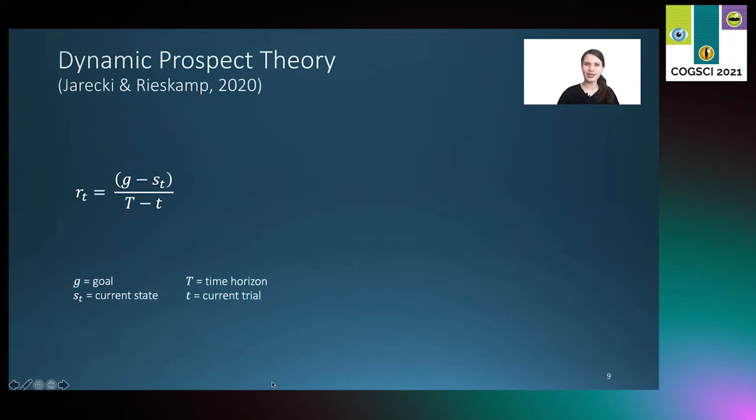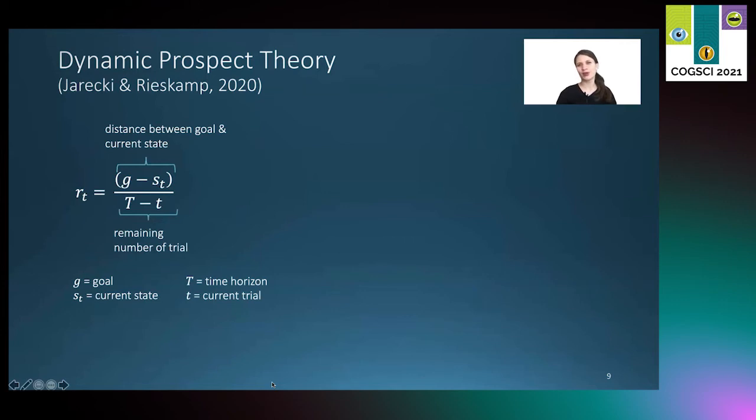And the third model is dynamic prospect theory. Dynamic prospect theory is an extension of cumulative prospect theory, and dynamic prospect theory can describe how goals change risk-taking. Dynamic prospect theory assumes a dynamic reference point, and this dynamic reference point corresponds to the average outcome necessary to obtain for reaching the goal. The dynamic reference point, here RT, is defined by the distance between the goal and the current state, divided by the number of trials left.